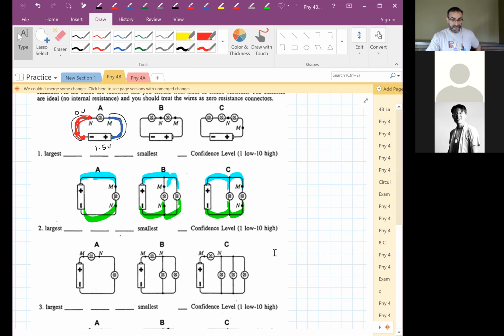We're measuring the potential across that resistor, right? That light bulb. So that depends on the current going through it. Which one has the biggest current flowing through it?